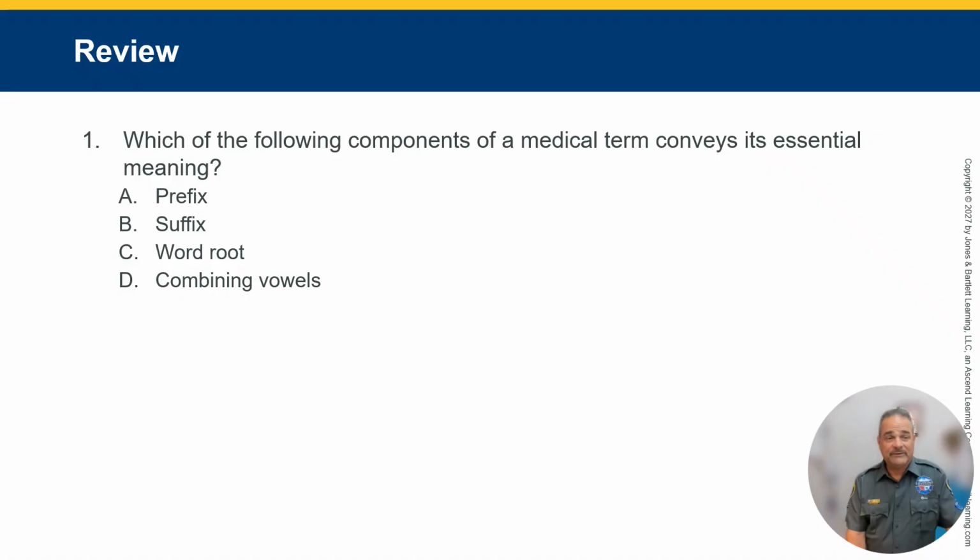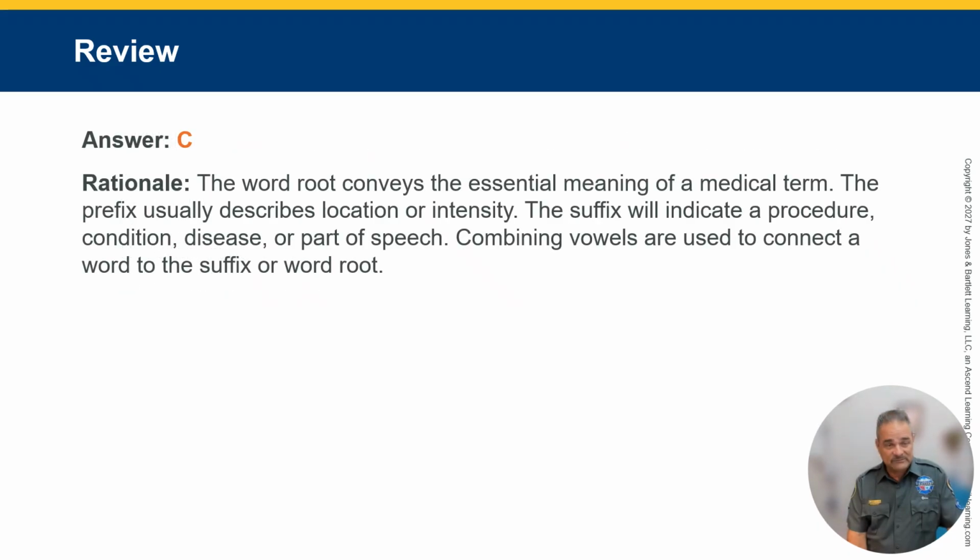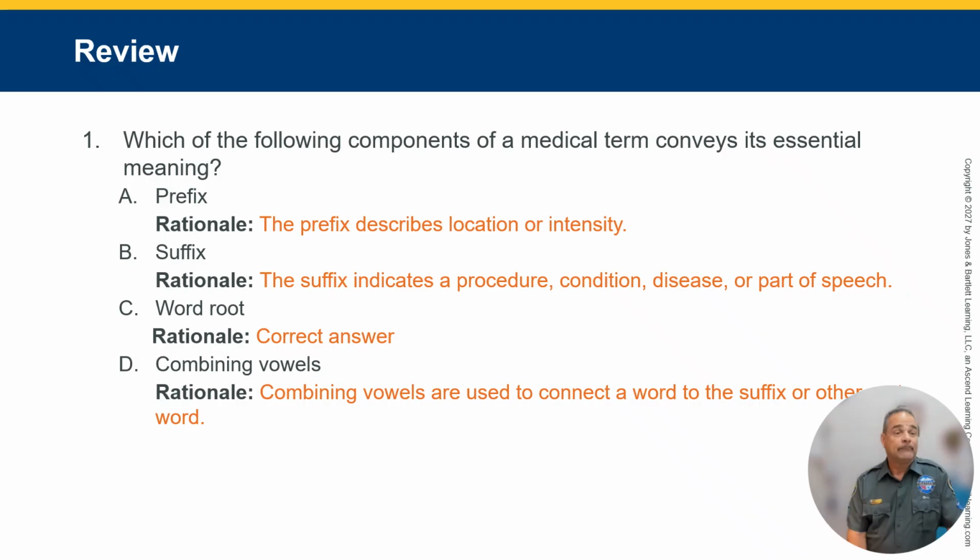All right, so review. Which of the following components of a medical term conveys its essential meaning? Which one conveys its essential meaning? Come on, you can do this. All right, if you answered C, the word root, you are correct. Very good. There's your reasoning, your rationale.